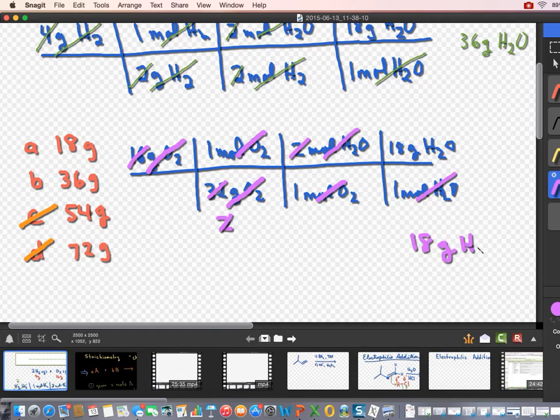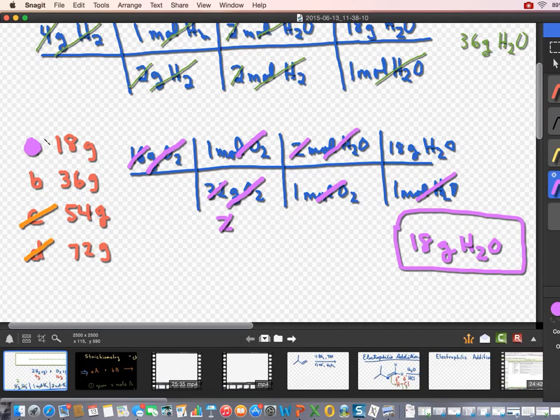The two numbers I compare are 18 and 36. I take the smaller amount. So the theoretical yield, and the answer we're looking for in this particular problem, is A, 18 grams.